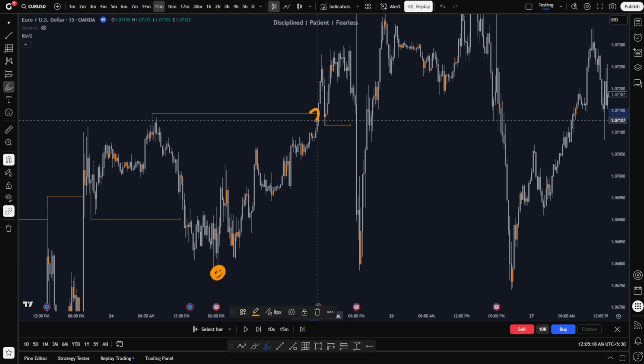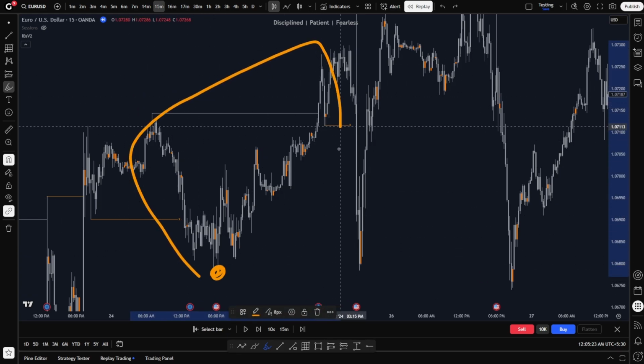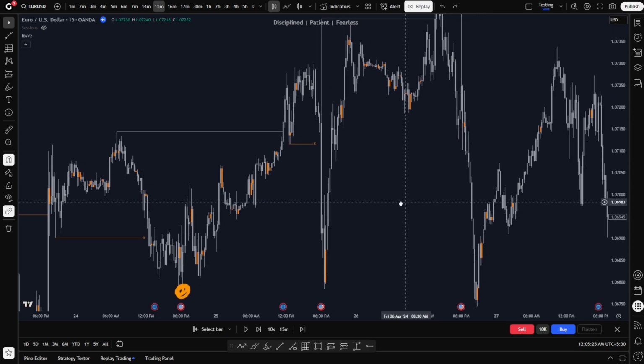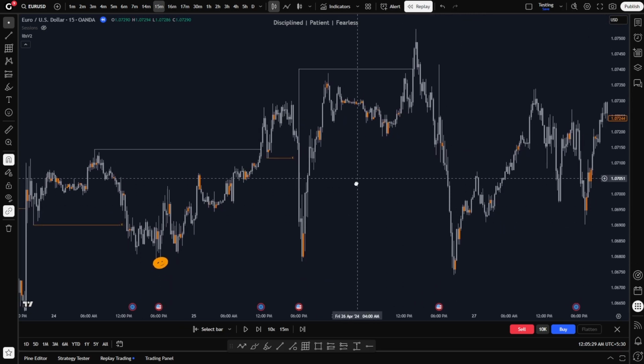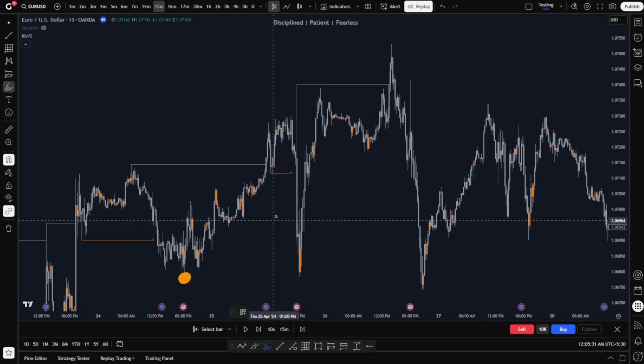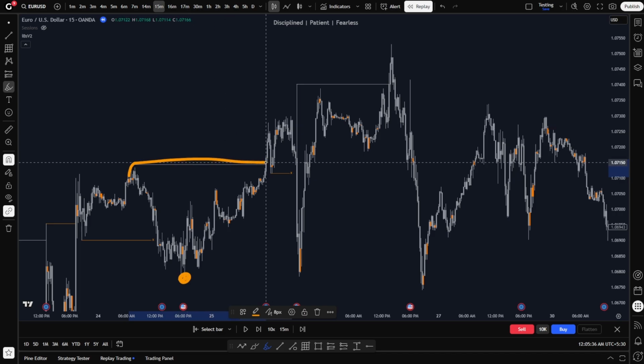The BOS happened right here. We get a candle close. So now we will be trading this structure. So the same thing happens every single time, over and over again as a cycle. So if you see here, the same thing happens once again. The breakout structure point is right here.